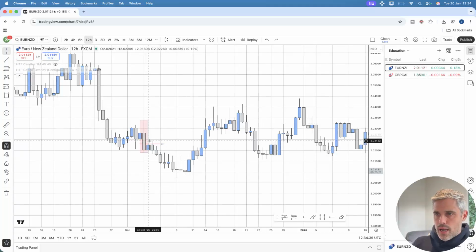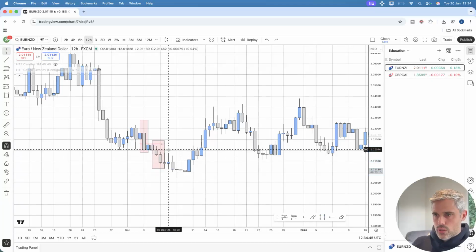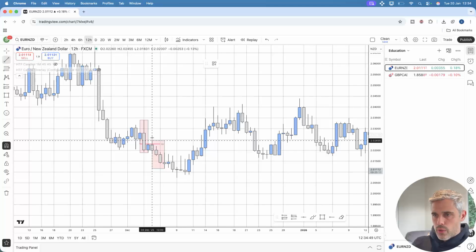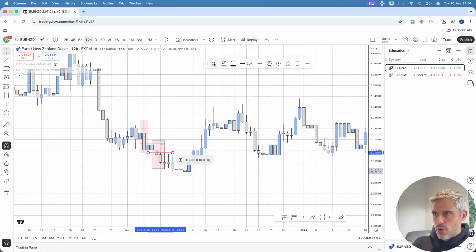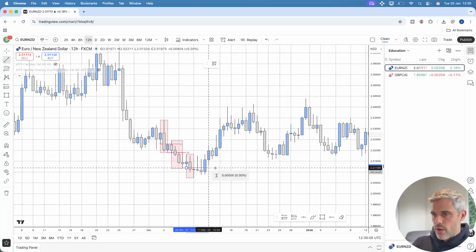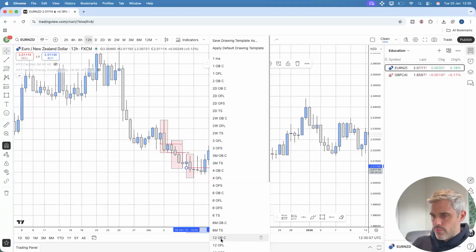Price then trades back into this order block right here and then sells off again to the low. So we get the formation of a new bearish price leg. We can then mark again the order block right here, 12-hour order block, and then see what happens. We get a trade back into this area and then price sells off again and again closes below this bullish candle, creating another 12-hour order block right here.